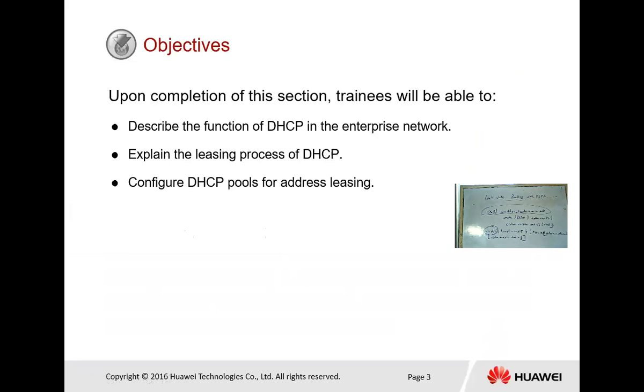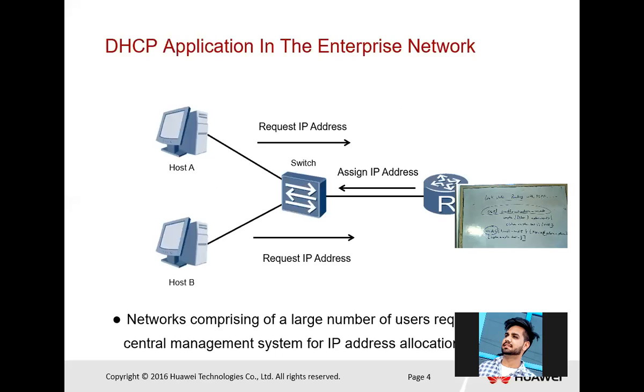So it's an objective that is basically the function of the DHCP to configure the IP address. In that case, describe the functions of DHCP to the interface. So in that case, we explain how DHCP works, and how we can configure DHCP pools for address leasing. So this is DHCP application in the interface network.